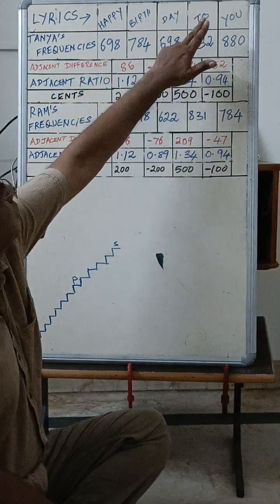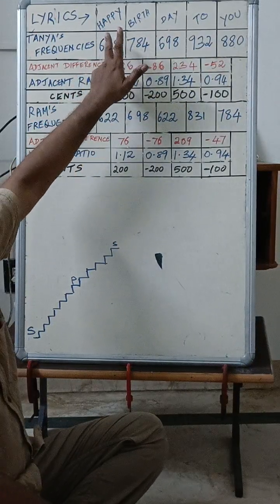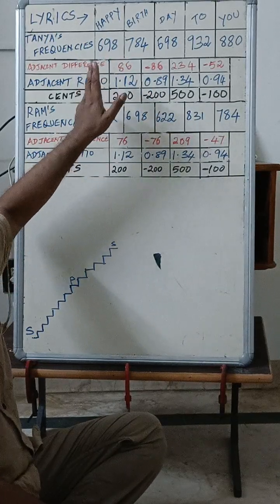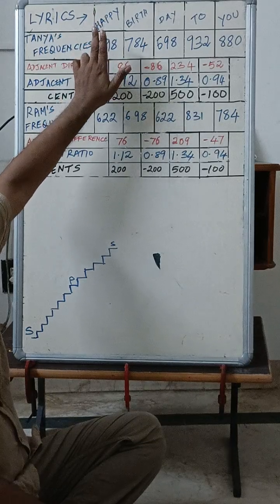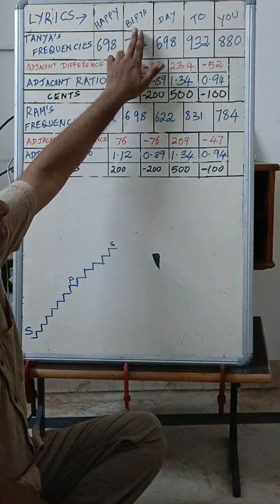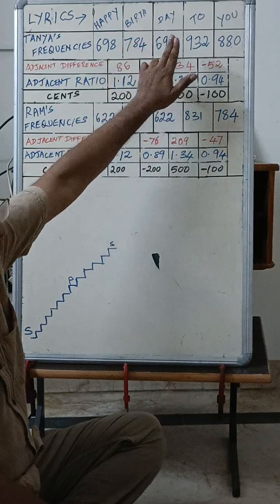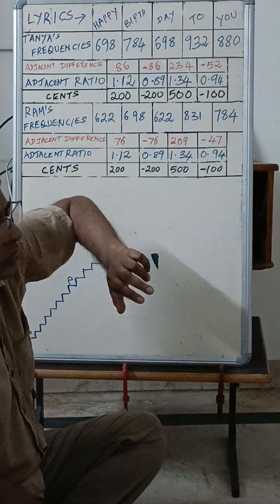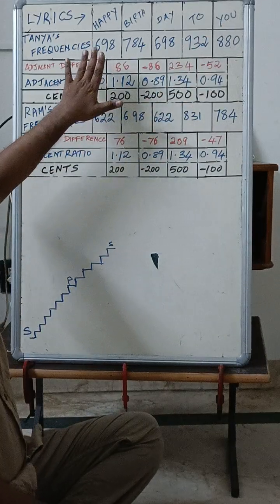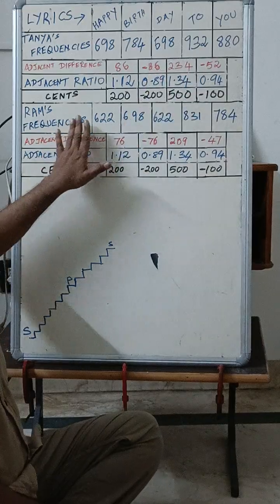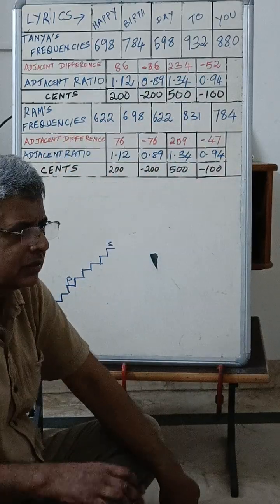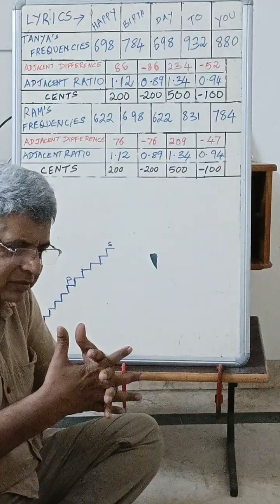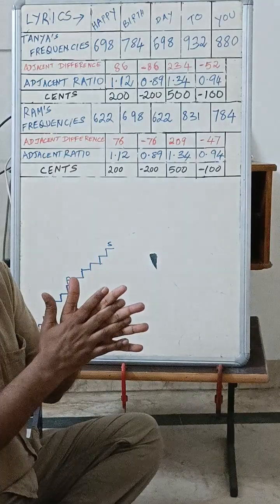Happy birthday to you. See, happy is sung staccato in 2 notes in the same time unit. In the rest of them, the notes are all legato notes. Happy birthday to you. These are Tanya's frequencies and these are Ram's frequencies. So they're all singing the same tune. There is some relationship between the frequencies that we need to find out.